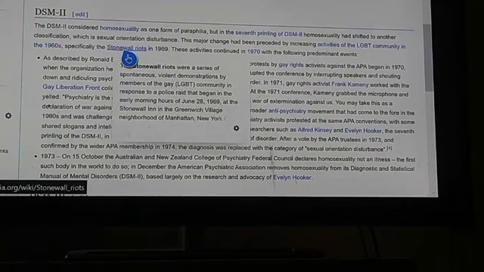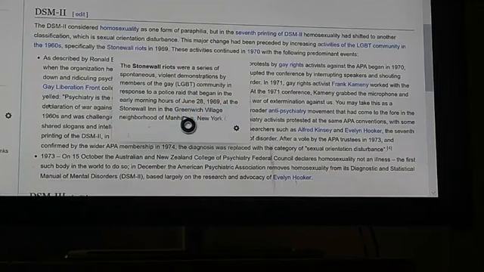which were a series of spontaneous, violent demonstrations by the members of the gay, and hey, that sounds familiar today, guys? By the gay LGBTQ community in the, oh, by the way, some of you may want to condemn Wikipedia because they called it gay. Oh, that's funny. Anyway, yeah, the LGBT community in response to a police raid that began in the early morning hours of June 28, 1969 at the Stonewall Inn in Greenwich Village neighborhood of Manhattan, New York.